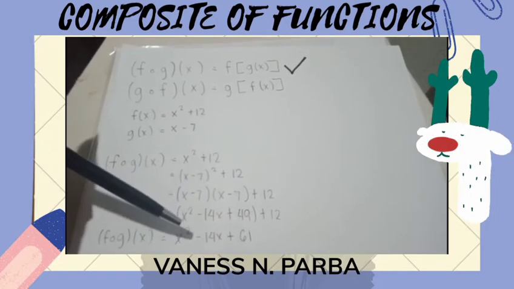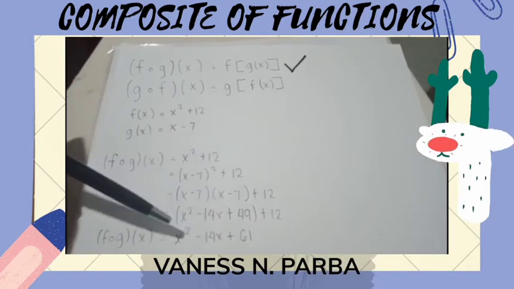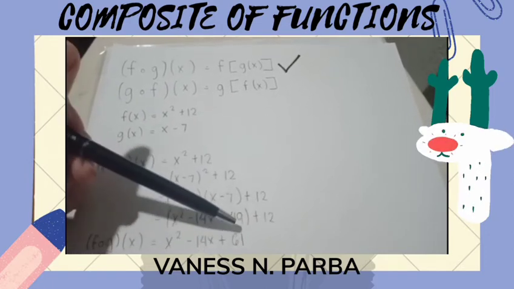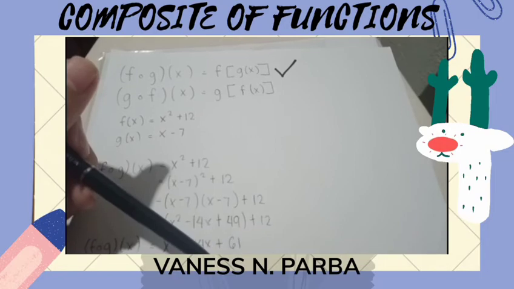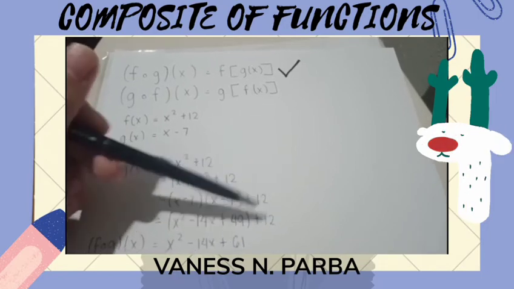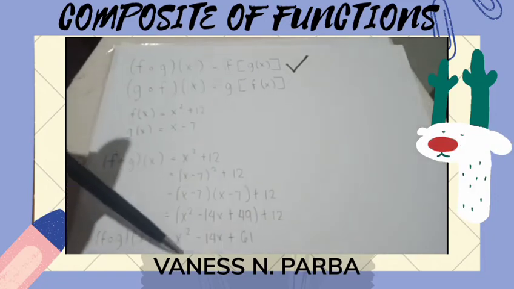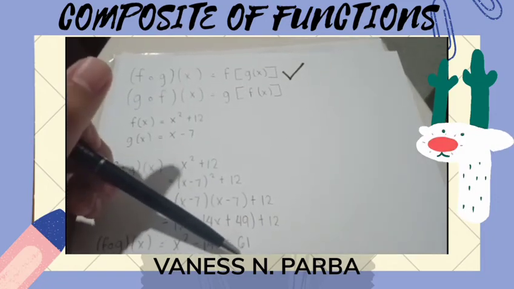Since x squared does not have the same terms with other numbers, you just need to bring it down, just like negative 14x. But 49 and 12 are the same terms, so you just need to add them. So 49 plus 12 is equals to 61. So f circle g of x is equals to x squared minus 14x plus 61.